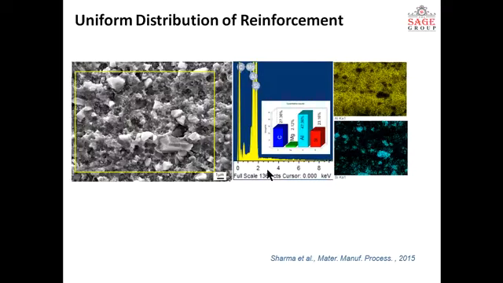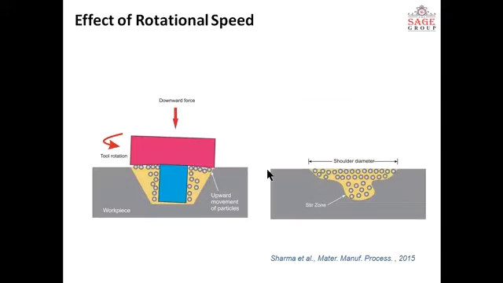And this is the EDS map. This shows the uniform distribution, a very high magnification EDS map. And this shows schematically how high rotational speed can be helpful in making surface composites with uniform distribution, because of the high strain action the particles will move upward and they will be distributed uniformly.